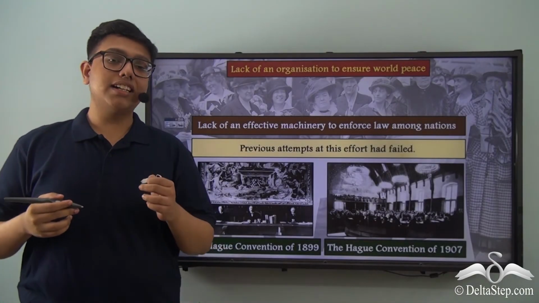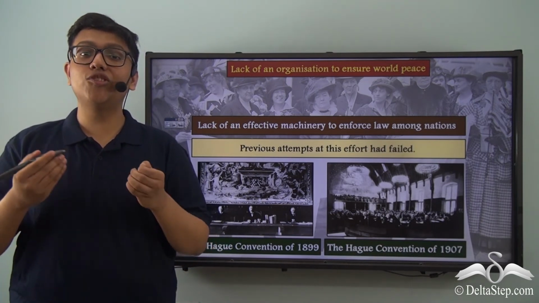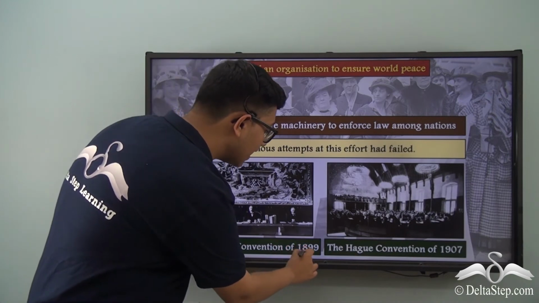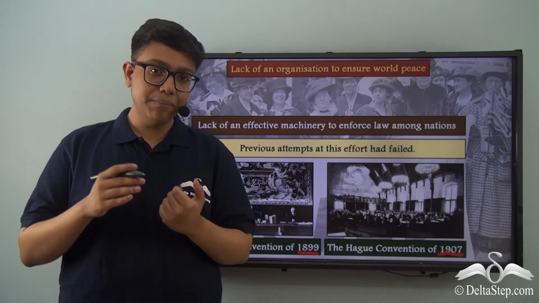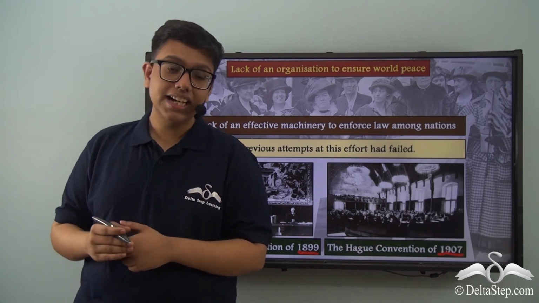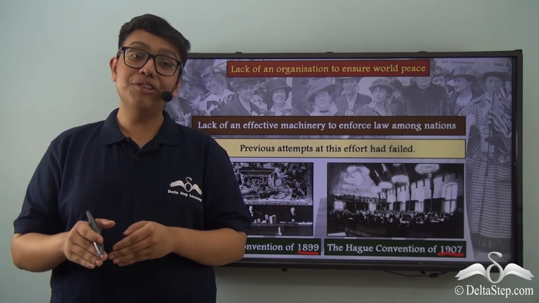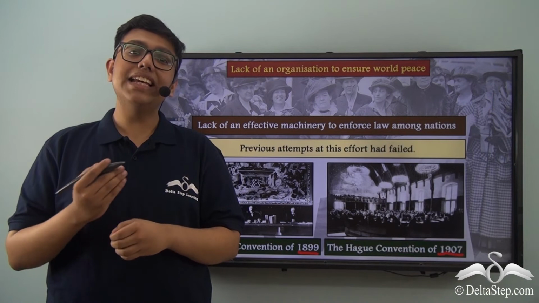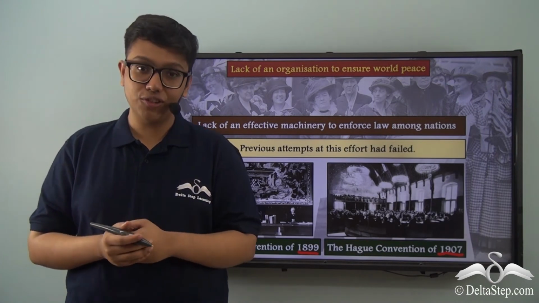Now, it was not that previous attempts were not made to create an international organization which could maintain and preserve international peace and cooperation. As we see, there were two Hague conventions, one in 1899 and the other one in 1907. These two Hague conventions attempted to bring together 26 countries for the preservation of international peace and cooperation. One of the terms proposed by these conventions was that the attending nations would reduce their armed capabilities for a period of 5 years. Now, this term could have easily ended the armament race, which we have mentioned as one of the potential causes of the First World War.